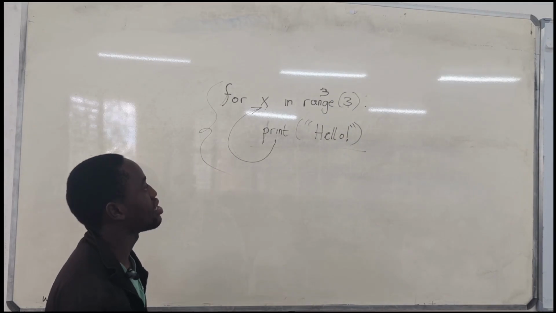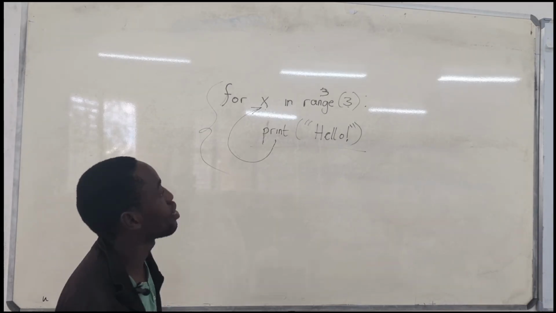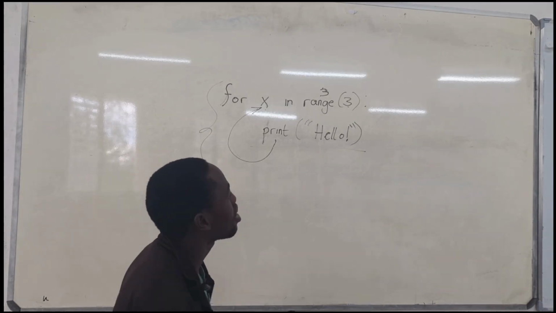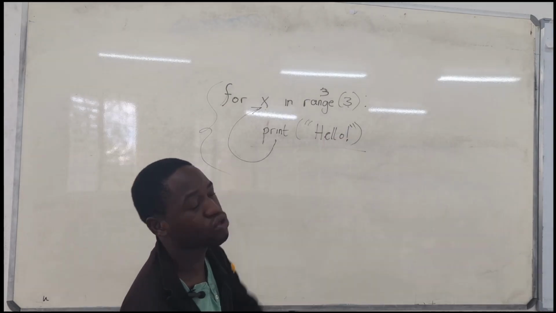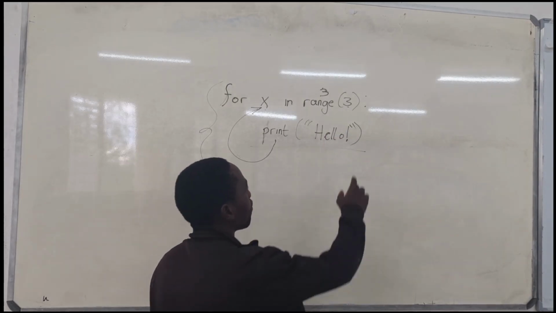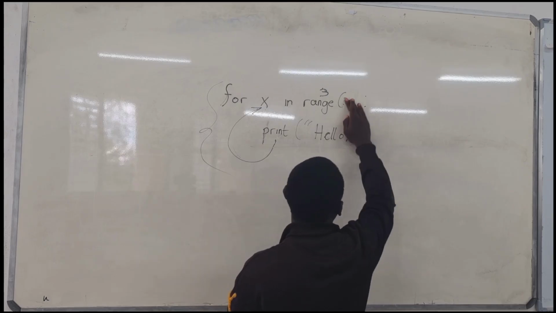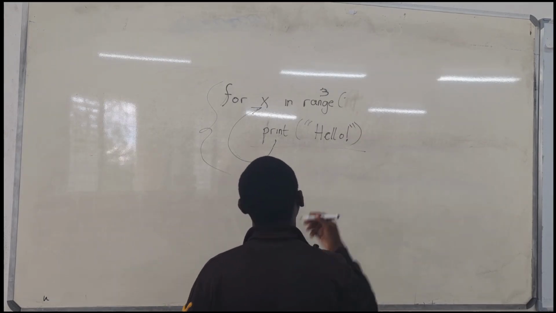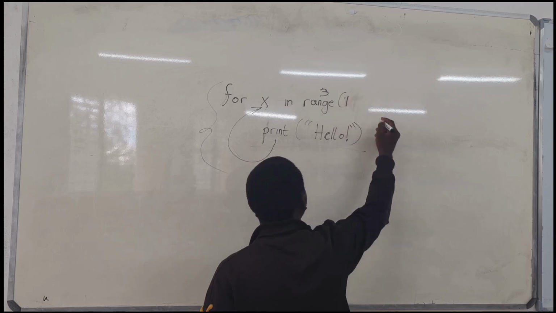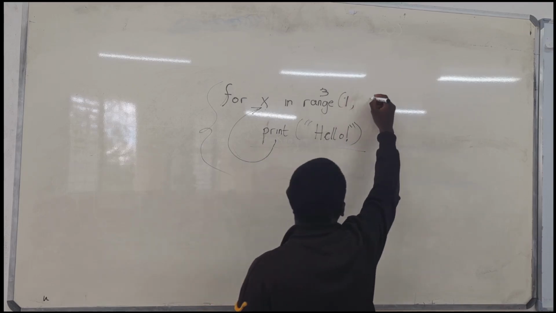So that's just the syntax of a for loop in Python. The other way you can specify the number of times you want to print it here is, instead of just writing 3, you can say 1, 4.